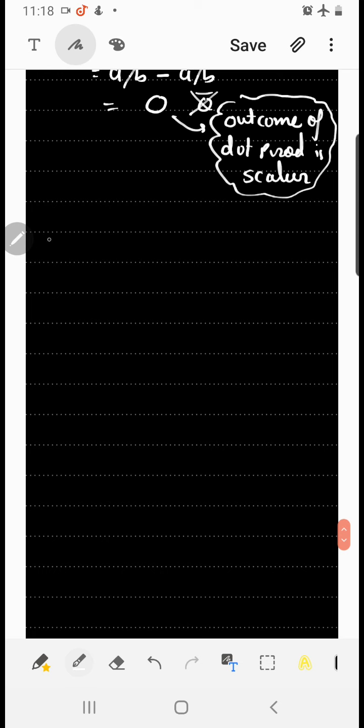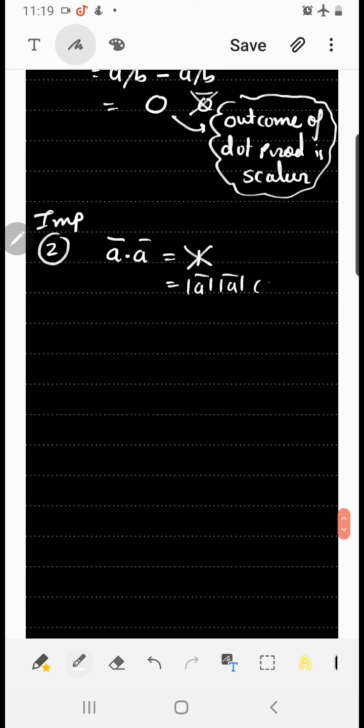Okay, let's go to the second result now. This is one of the very important results as far as the sums are concerned. Now in this, if I ask what is a bar dot a bar, you might say 1, but you are wrong here. Please remember that is for i cap dot i cap, j cap dot j cap, and k cap dot k cap. There I said the vectors are unit vectors, but here a bar is not a unit vector. So what should I do? Go to the definition. What does the definition say? Mod a, mod a, cos of the angle. Now what angle does a bar make with itself? Obviously 0. So I get cos 0.